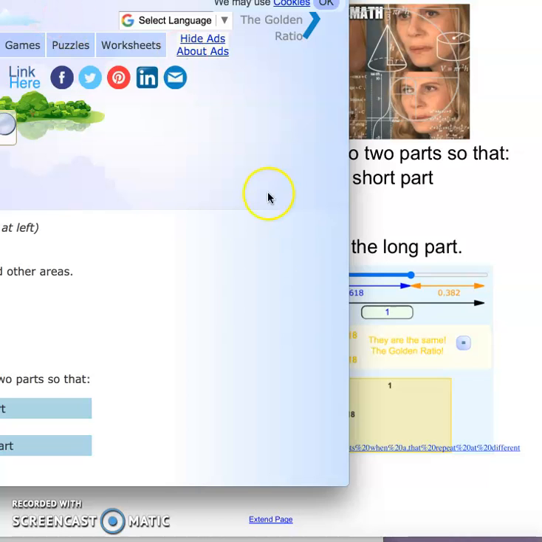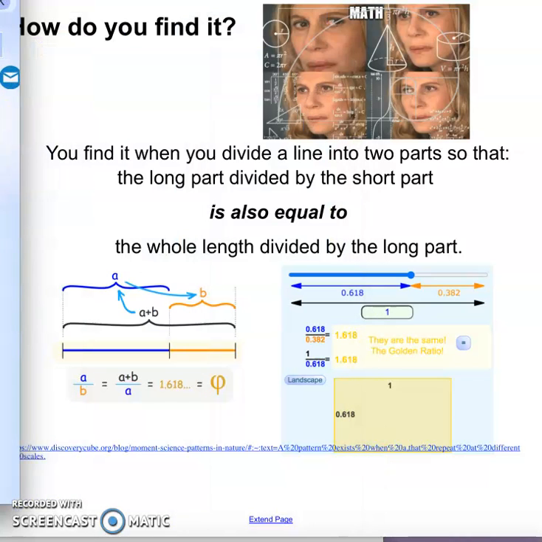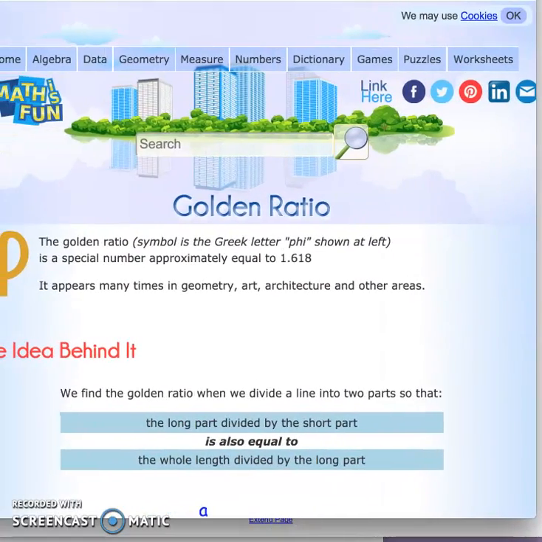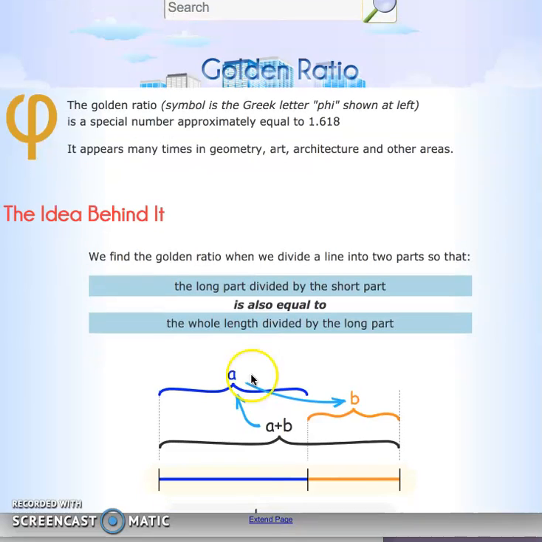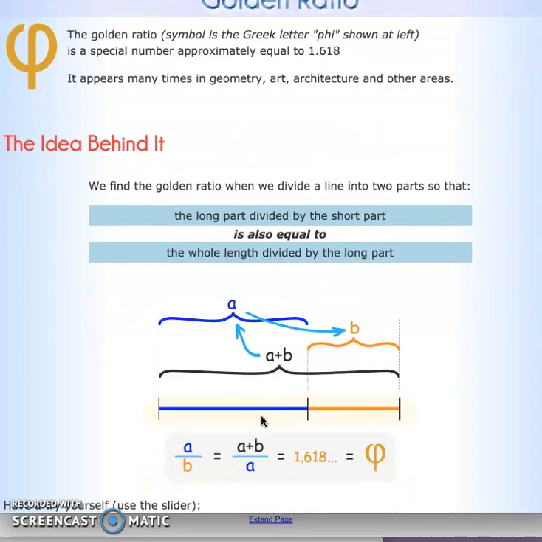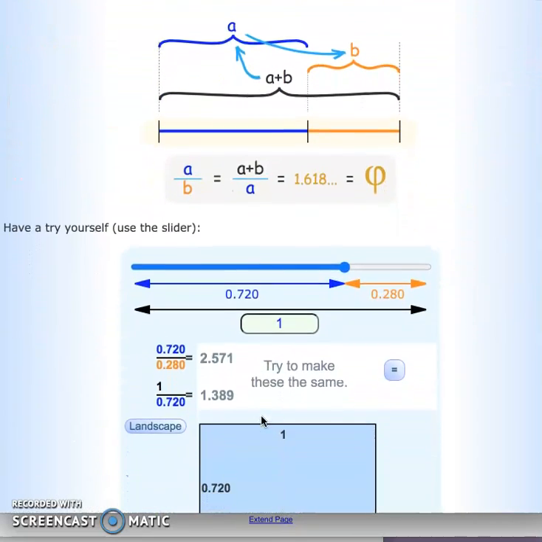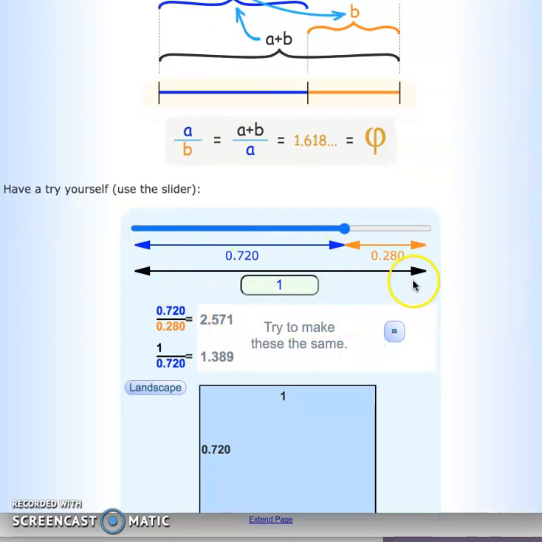So here I pulled up the website because it has a nice little interactive thing. The long part divided by the short part is also equal to the whole length divided by the long part. It says, have a try yourself. Use the slider. So here is my line, equal to 1. I take this slider, and I want the blue and the orange, when you divide them, to equal 1.618, as well as the black divided by the blue equal 1.618. So I keep sliding it.